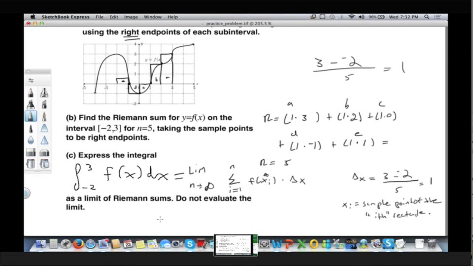So in part C, how many rectangles are there? 5. No, that was part B and part A. Remember that in parts A and B, we were only approximating the integral, so we just used a small number of rectangles, 5. But now they want us to express the actual integral. That means the exact value of the integral.